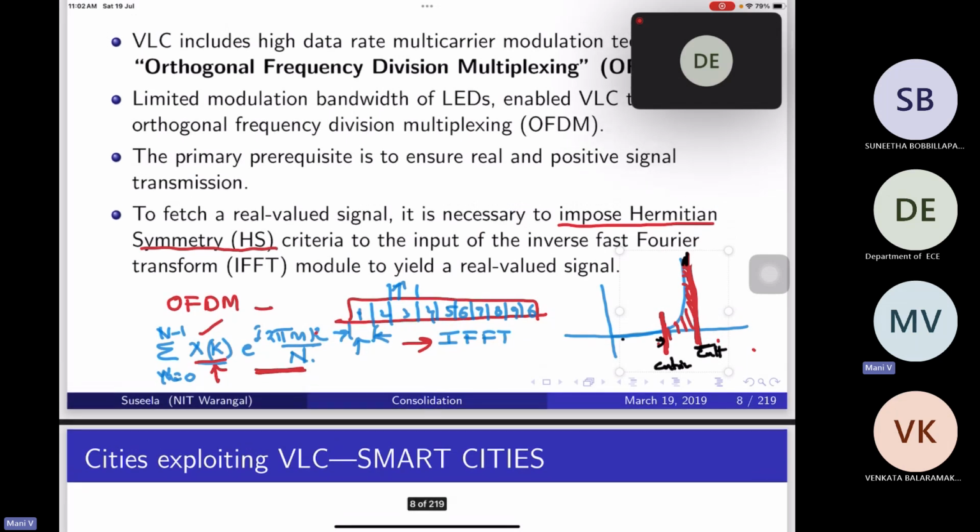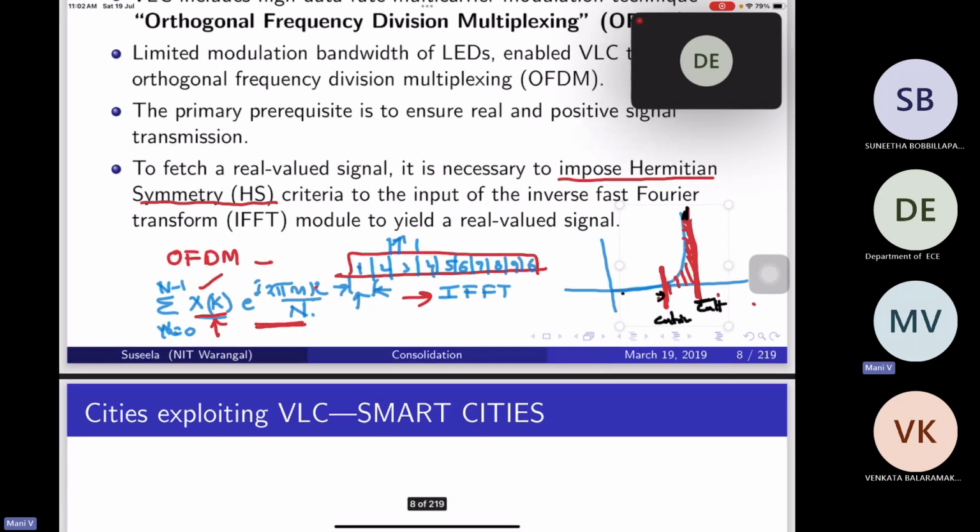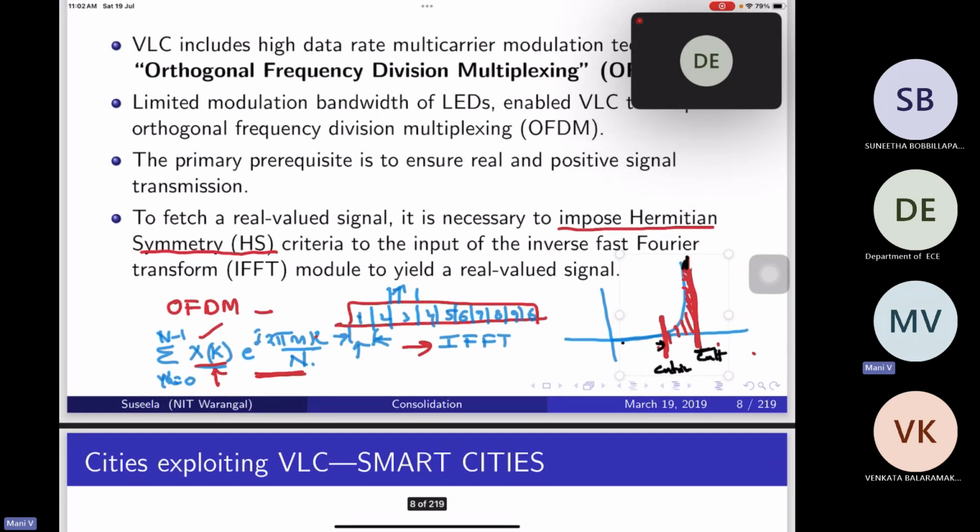And I already mentioned, because the diode takes only positive voltages, that means we have to ensure what we are giving to the LED is a real and positive transmission of signals.